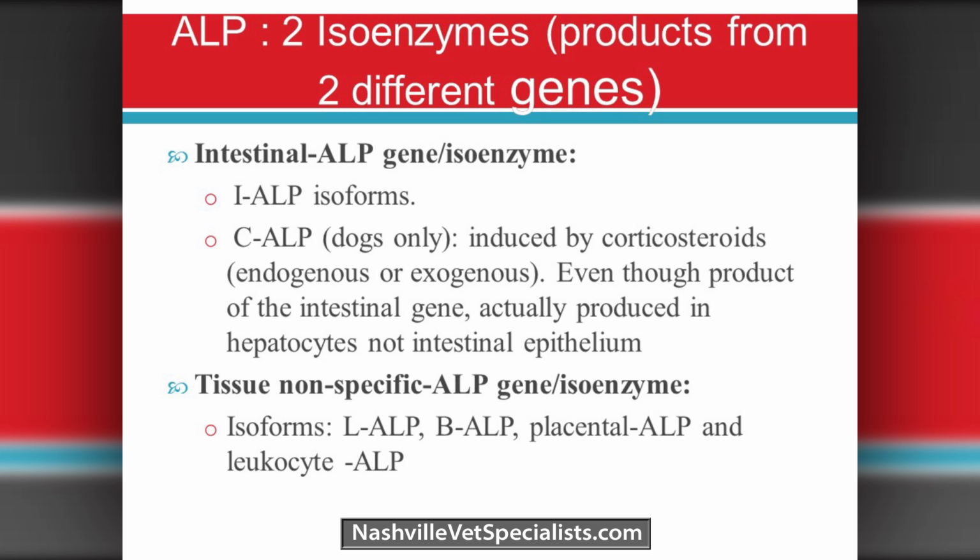from an intestinal gene, but it's actually produced in the hepatocytes and not the intestinal epithelium. And then the other isoenzyme is the tissue nonspecific ALP isoenzymes. The isoforms are the liver one, ALP, B as in bone, ALP, and the placental, and leukocytes. Actually, leukocytes have a lot of ALP in them. It's not really clinical for us, though, because in histopath, they can look for certain markers. Like eosinophils have high ALP, the pathologist will look for ALP staining within the white blood cell, but really not practical for the clinical setting.